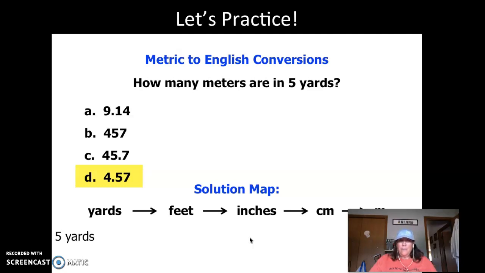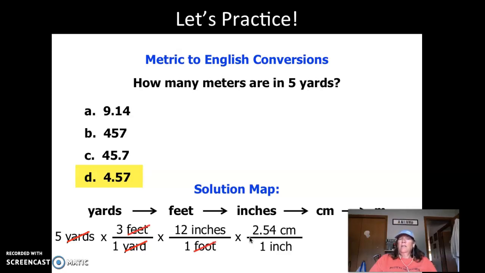So 5 yards, 3 feet in a yard. Now I got rid of yards, I got feet. Then I know that 1 foot is 12 inches. So now I got rid of feet and I got inches. Then I got to change inches to centimeters, 2.54. Put that on the top. And then the last thing I got to do is I got to change centimeters to meters.